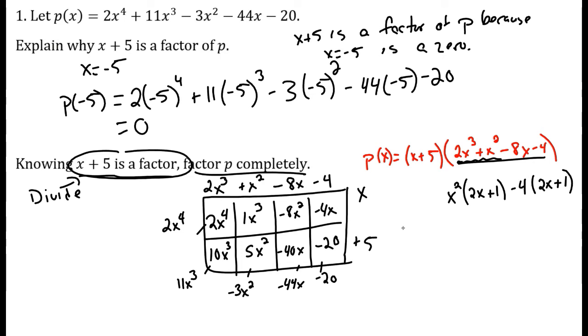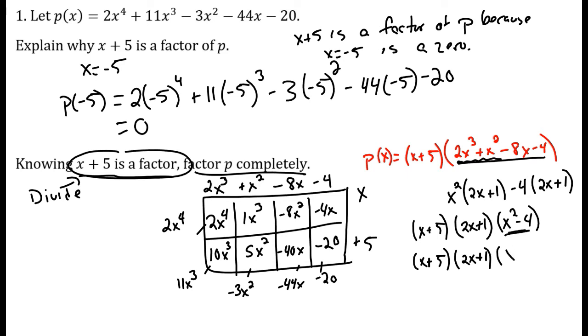Yes. So my factors of p of x are x plus 5. He comes along for the ride. My new GCF is 2x plus 1. And I've got that x squared minus 4. So I've got x plus 5, 2x plus 1, and then again, this is the difference of perfect squares, x plus 2, x minus 2. So that's p of x in factored form.